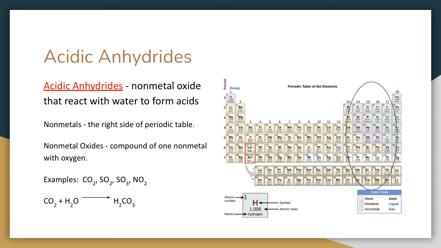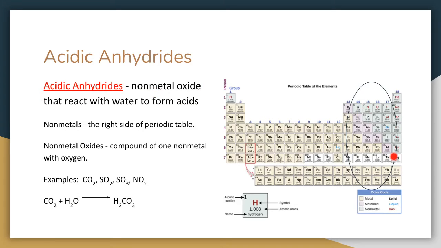One of the things that we have is called an acidic anhydride. An acidic anhydride is obviously going to act kind of like an acid, but to be an anhydride, it means that it's going to be something attached to an oxygen that reacts with water to form acids. And in this case, when we have an acidic anhydride, this means we have a nonmetal.